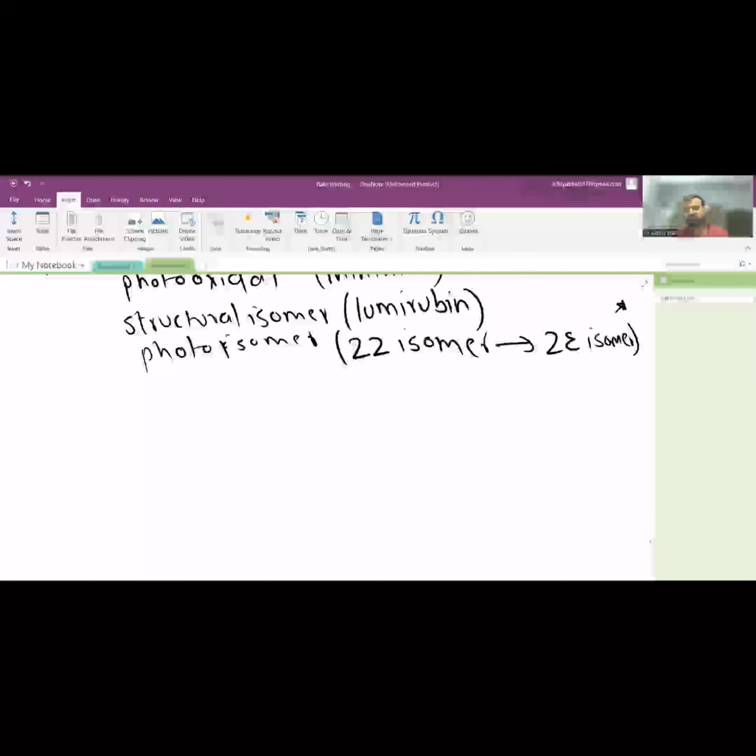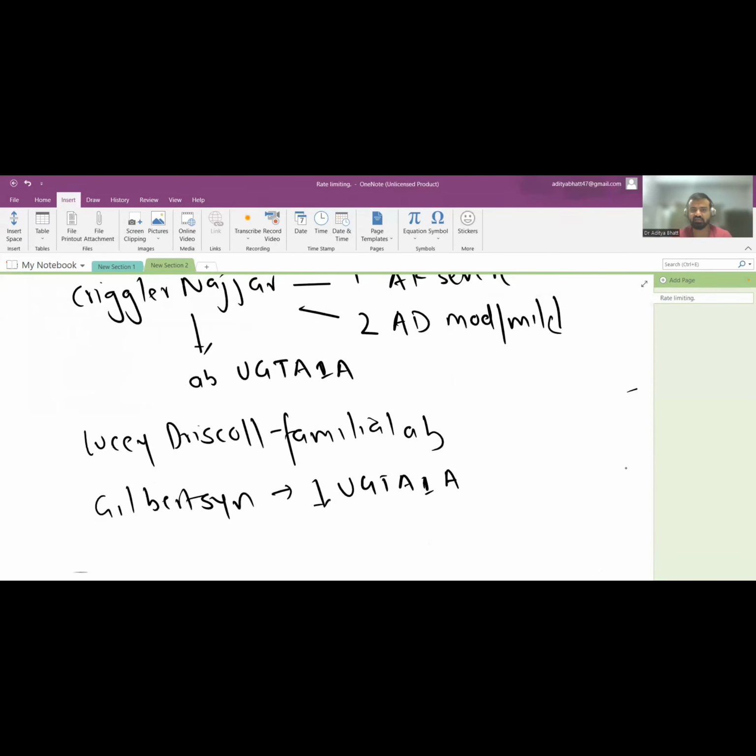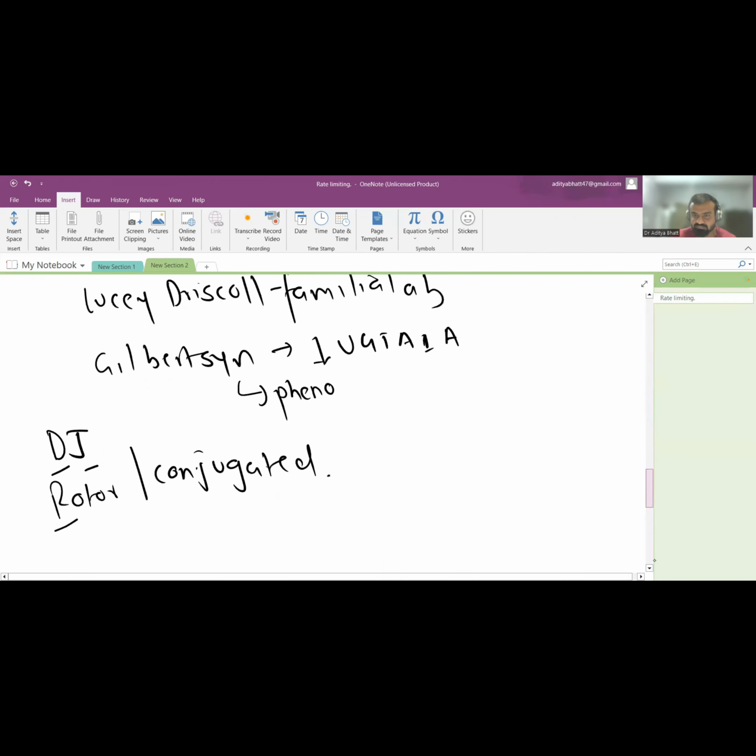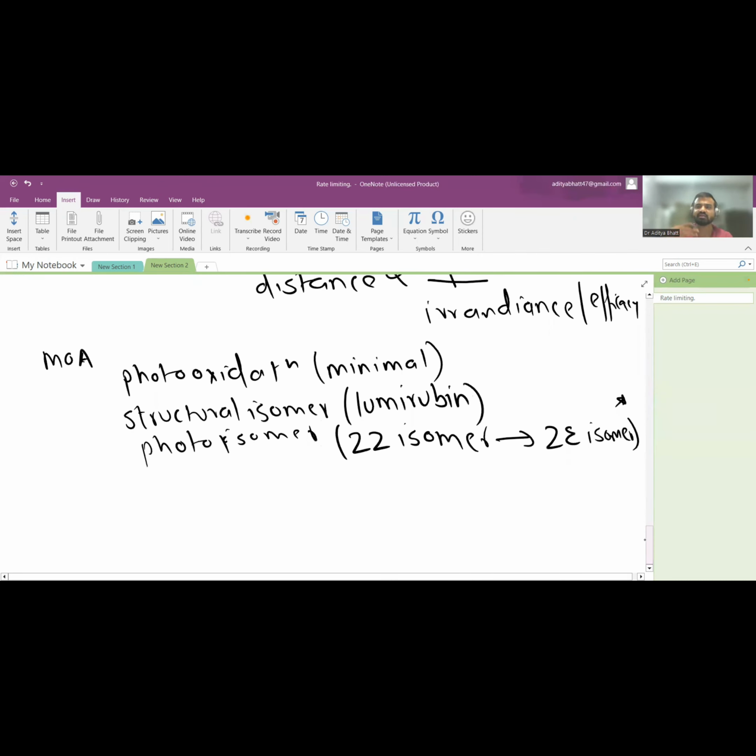Now, in patients of Gilbert syndrome, one thing you need to remember is that phenobarb has some role, because it upregulates the uptake of the bilirubin, and it also increases the metabolizing power of the liver for the bilirubin.